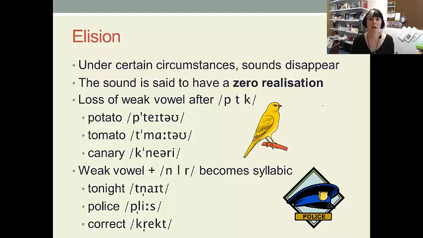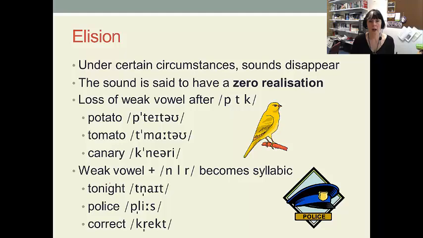Elision is where sounds disappear under certain circumstances, and we say that the sound is said to have a zero realization. Now, for example, we can have loss of weak vowel after these fortis plosive consonants. So instead of saying "potato", we get "ptato". Instead of saying "tomato", we get "tmato". And instead of saying "canary", we get "cnary". We've lost the vowel altogether.